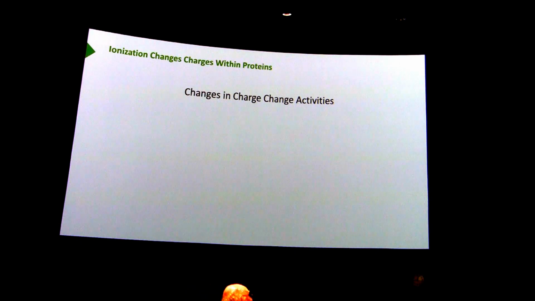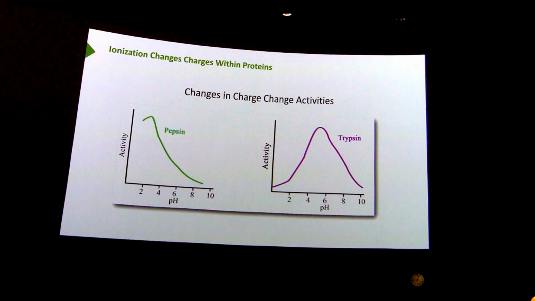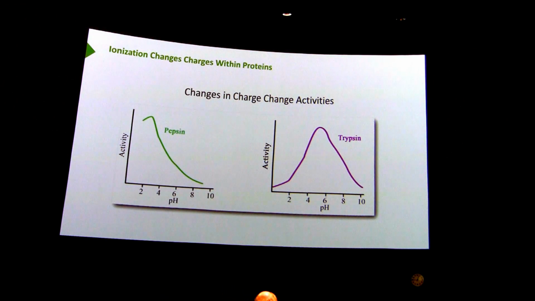Ionization changes charges. I showed earlier how that can happen. Here are 2 different proteins. We see their activity as a function of pH, and you notice the activity changes. Maximum activity of pepsin is about pH 2. Where do we find pepsin? Pepsin is a protease found in our stomach where it's very acidic. It has evolved to be active at that pH. Get far out of that pH, and pepsin's not active. Most proteins are active around physiological pH, and here's trypsin, most active around 6, a little bit higher later. But trypsin's also involved in digestion.